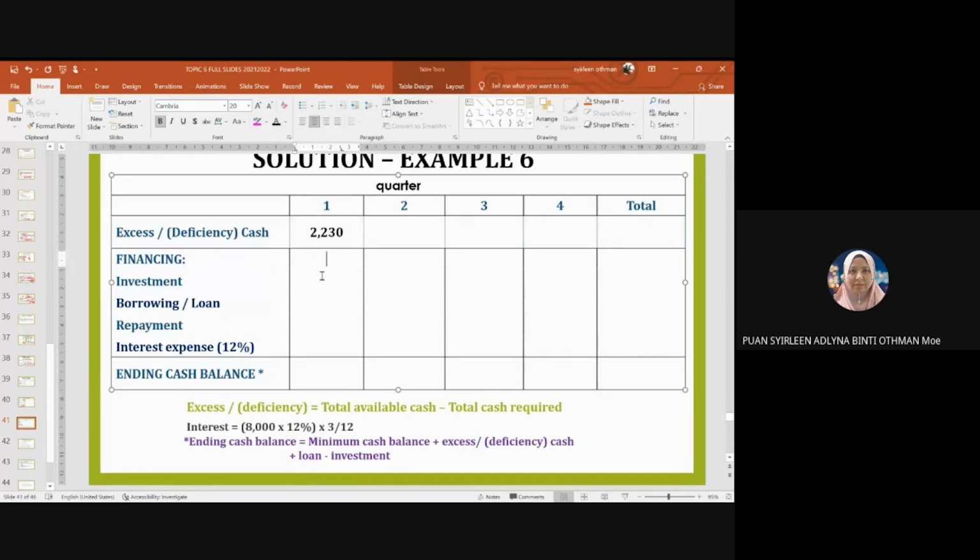Okay, so ada lebih. Bukan baki saya 2,230. Baki tadi memang I dah simpan dah 20,000. Tapi lepas dah simpan 20,000 masih ada lebih lagi 2,230. So itu dia akan jadi excess. So dalam soalan bagi tahu, kalau ada excess, you mesti invest in a multiple of 1,000.